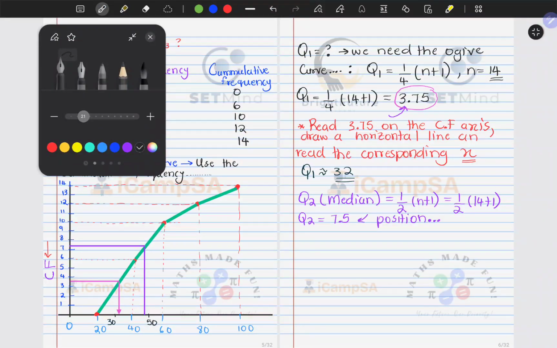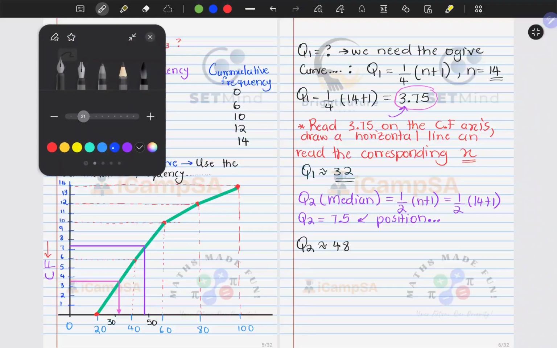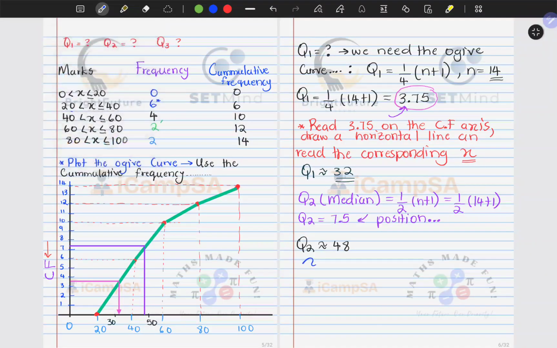So if this was drawn according to scale, you could read a proper value. But here I'm going to say it's probably about 48, okay, Q2. And then we can now go ahead and read Q3, okay.